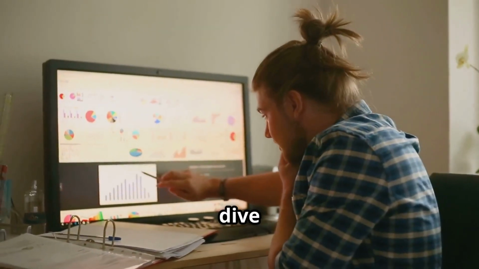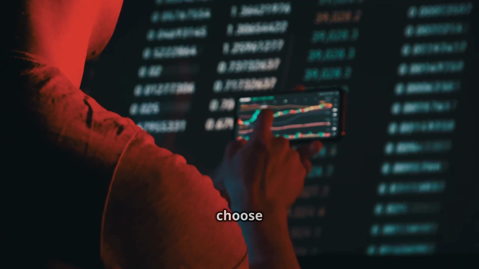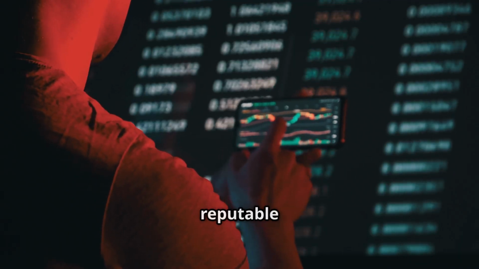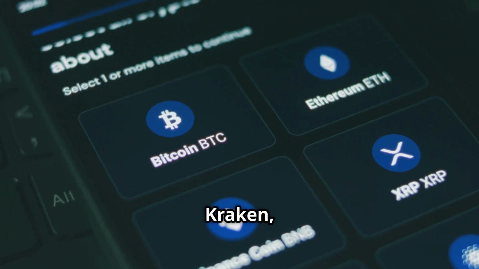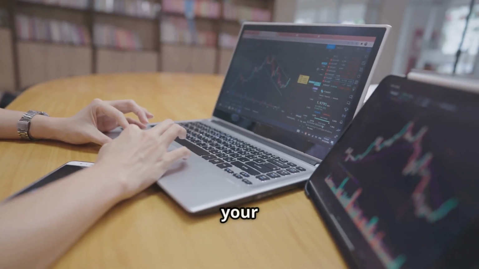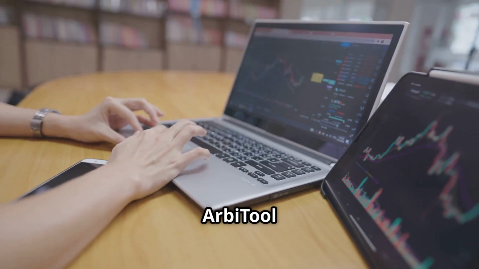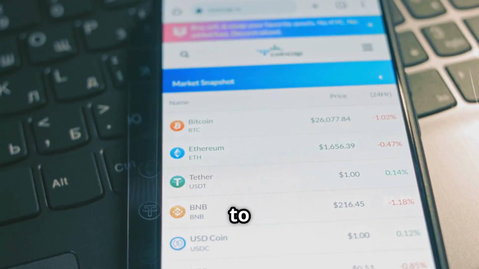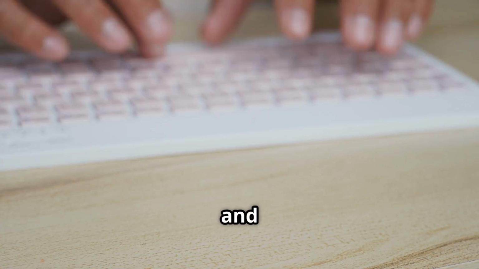Alright, if you're ready to dive in, here's a simple action plan to get you started. First, choose your exchanges. Start with reputable exchanges like Binance, Coinbase Pro, and Kraken, since they're known for their liquidity and security. Second, pick your tools. Try out free or trial versions of arbitrage tools like Arbitrage Pro or CoinMarketCap Pro to help you find profitable opportunities.